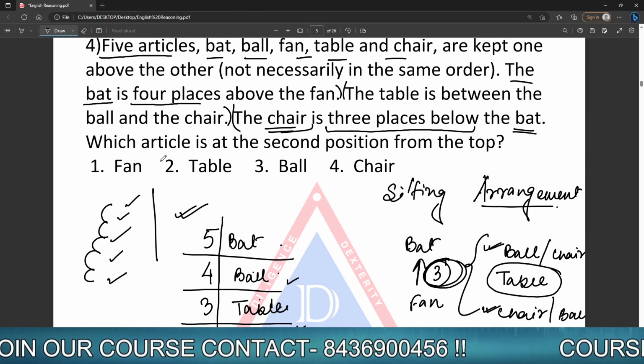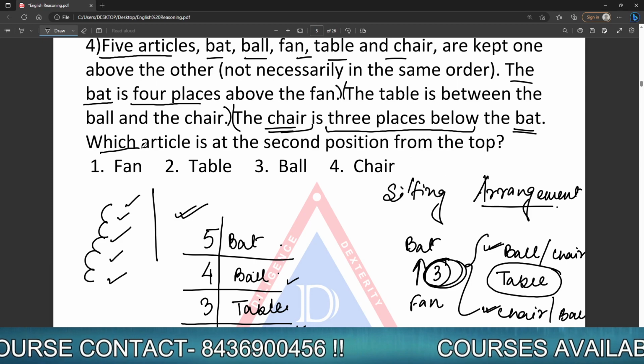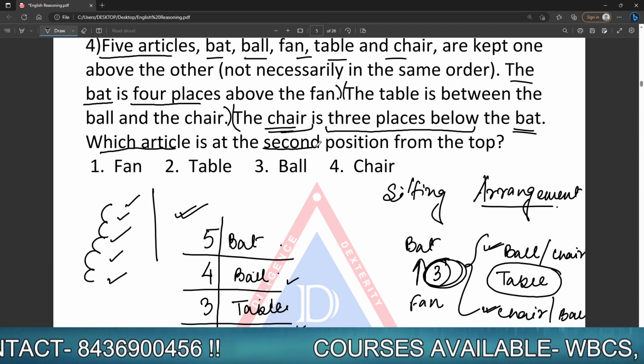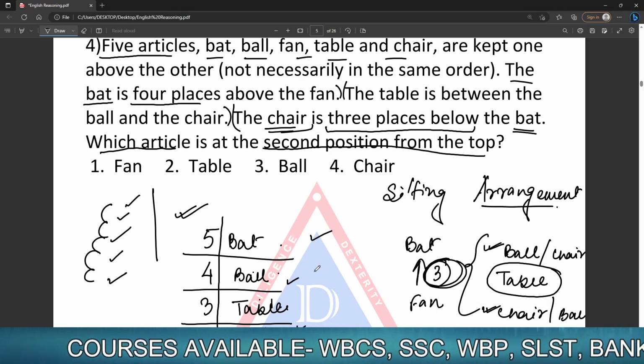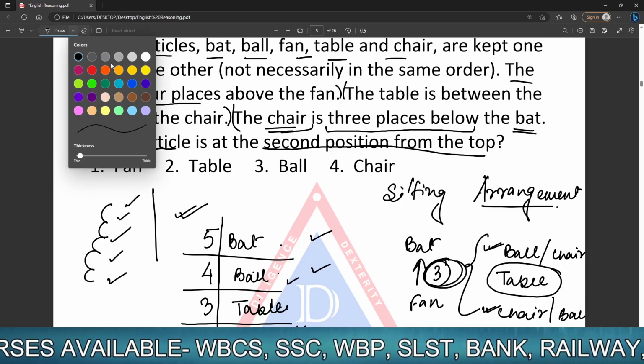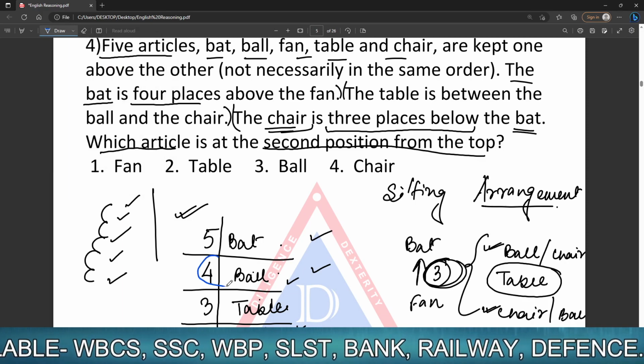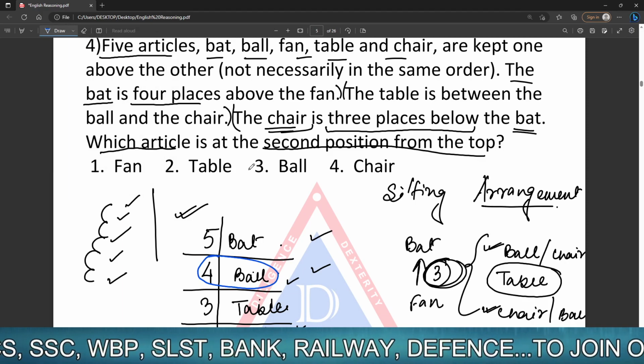So what does the question require? It asks which article is at the second position from the top. The first position is this, and this is the second position. So the answer for this question is ball.